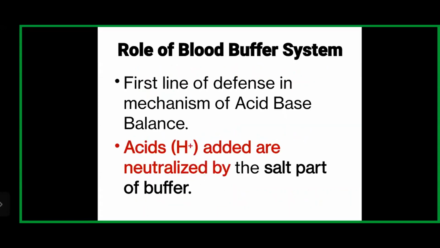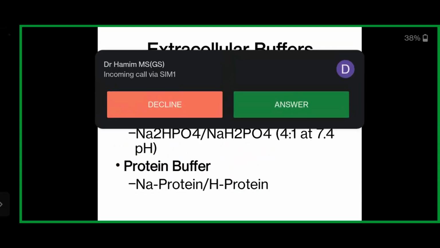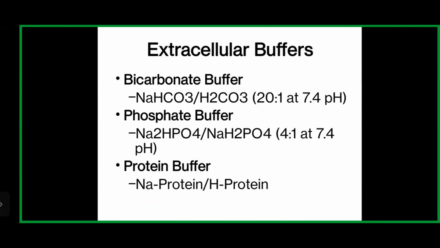Role of blood buffer system. First line of defense in the mechanism of acid-base balance is the blood buffer system. The acids added... Now the extracellular buffers: the bicarbonate buffer, the phosphate buffer, and the protein buffer.